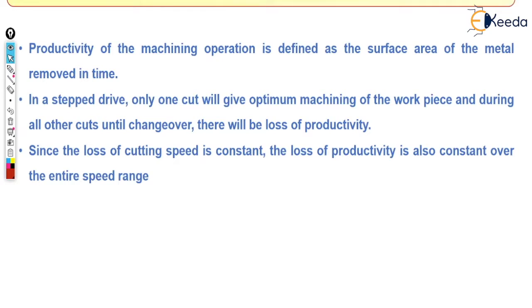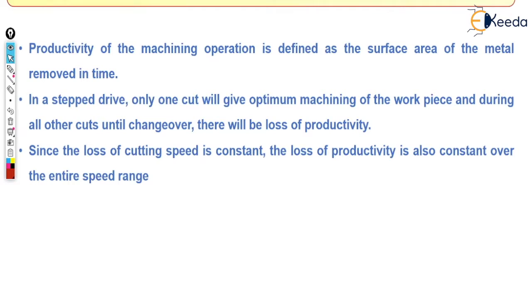Next, the second reason is the constant loss of productivity in the whole RPM range. The productivity of a machining operation is defined as the surface area of metal removed in time. While manufacturing a gear, the disc is cut by a particular device to remove material, and that removal of surface area is the productivity of the machining operation.